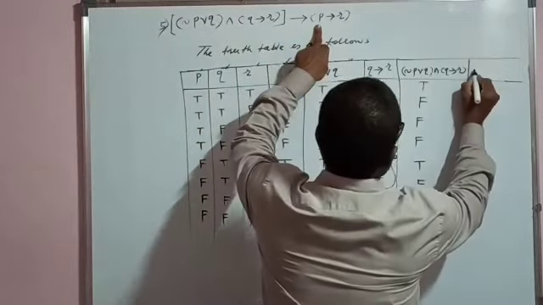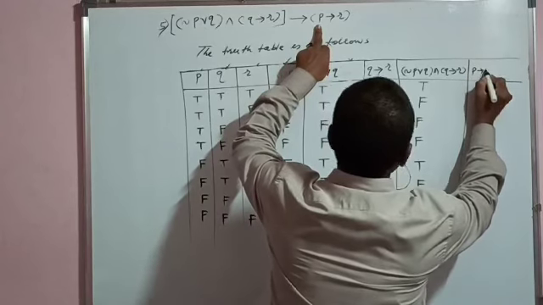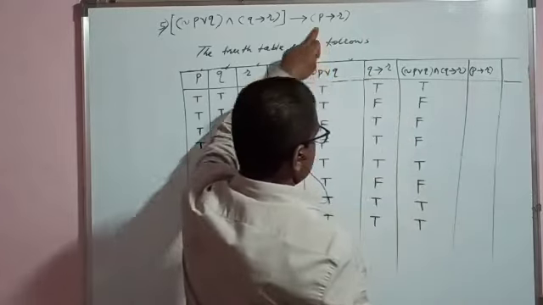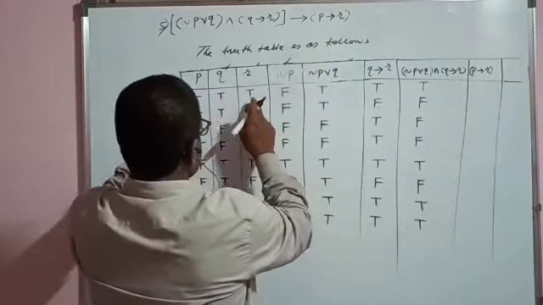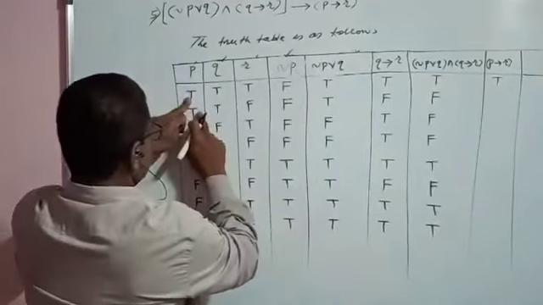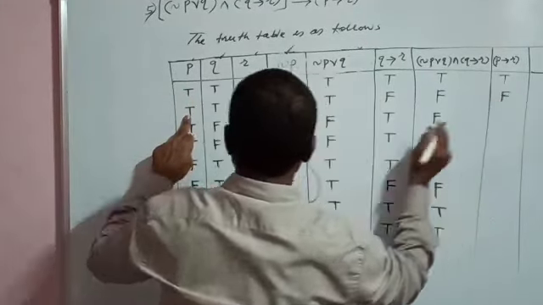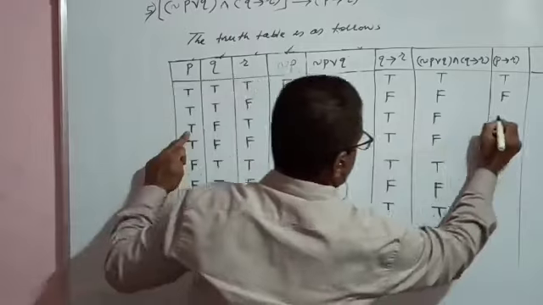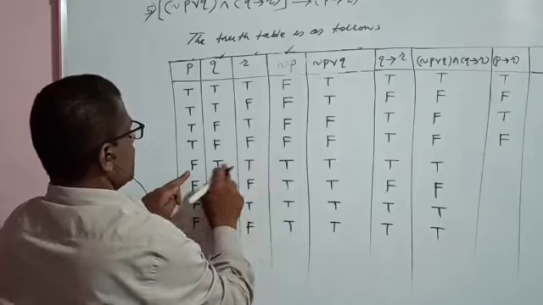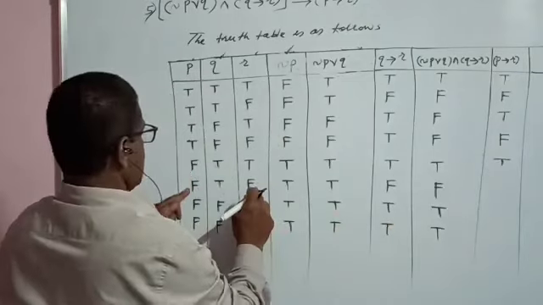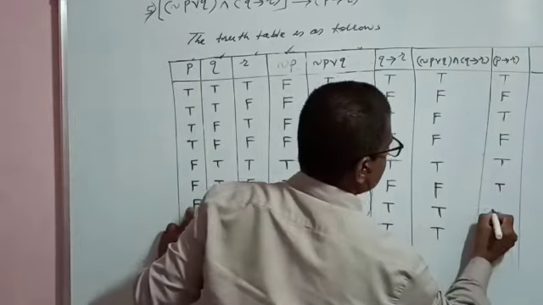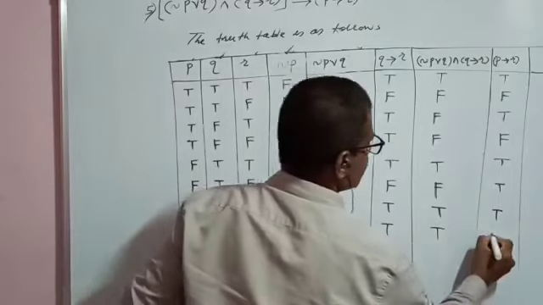Then finally, P conditional R. In between P and R, the conditional is there. TT, it is T; TF, it is F; TT, it is T; then TF, it is F; FT, it is T; FF, it is T; FT, it is T; and FF, it is T.